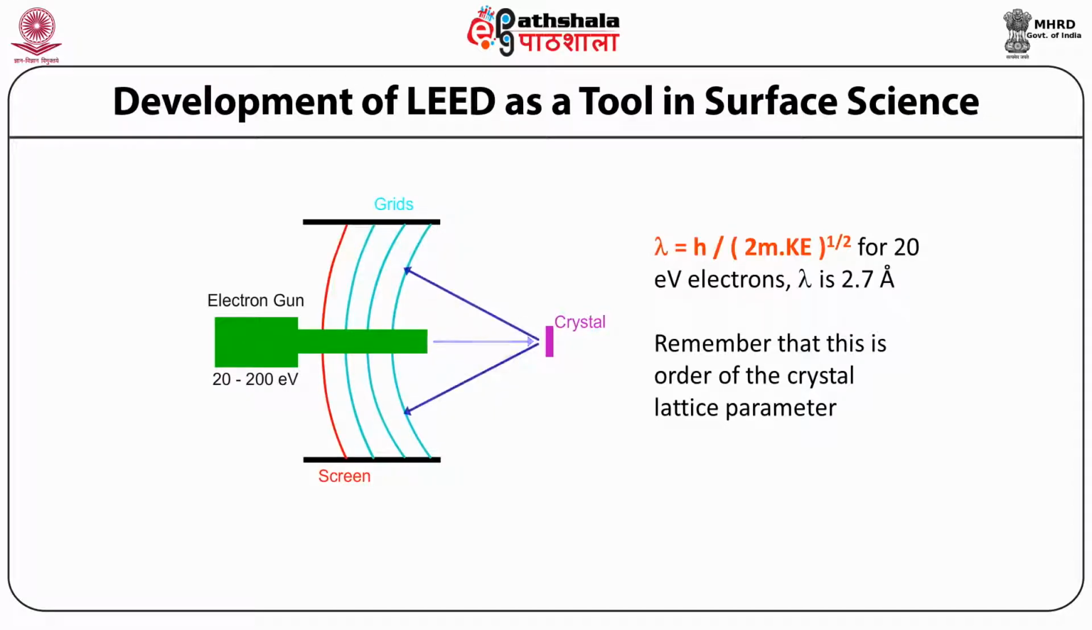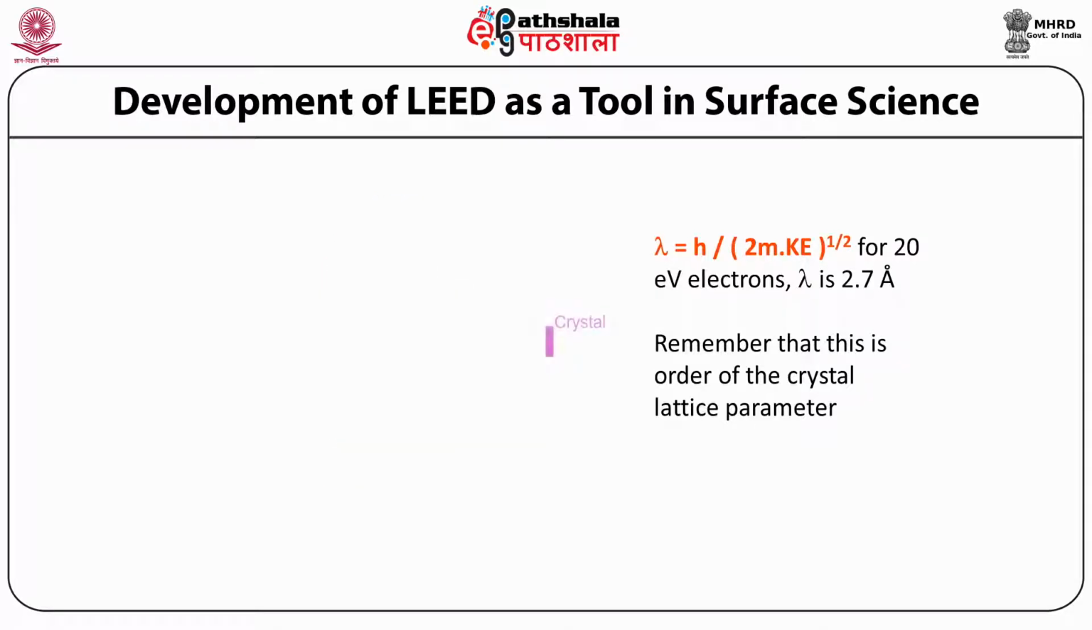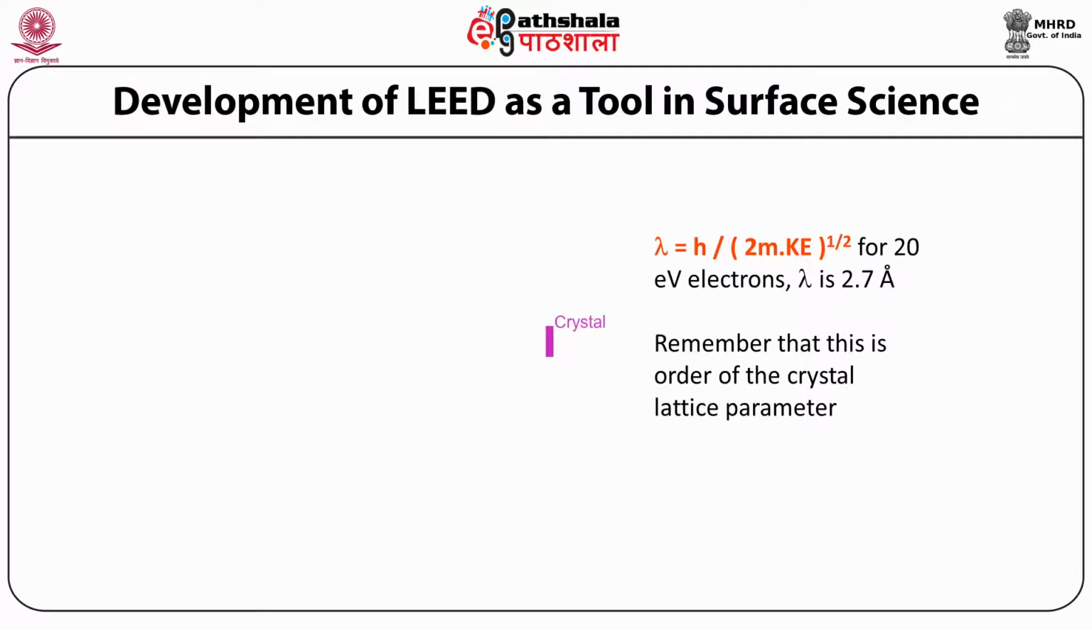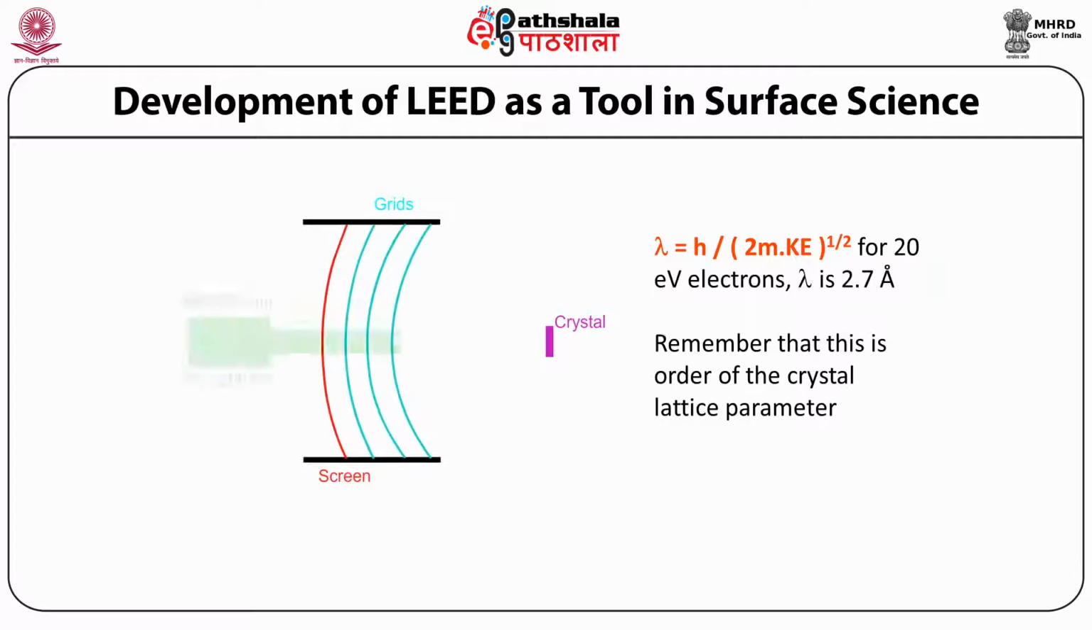we take an electron gun. That electron gun fires on a crystal surface, and the rays are reflected and brought back on the screen, which are then analyzed and the energies of various orbitals or energy states calculated. Here lambda is equal to h upon the square root of 2m times kinetic energy. For 20 electron volt electrons, lambda is 2.7 angstrom. Remember that this is of the order of the crystal lattice parameter, which has also been given here.